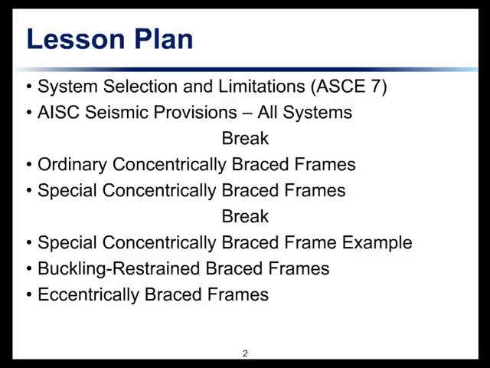And a brief overview of what we're going to talk about today. During the first section, we'll talk about the system selection and the limitations, basically the height limitations that come from ASCE 7. And then we'll talk about the AISC seismic provisions, specifically the provisions that apply to all systems. And then after the break, we'll continue with specific requirements for the ordinary concentrically braced frames and special concentrically braced frames. After the second break, we'll continue with special concentrically braced frames by going through an analysis example.